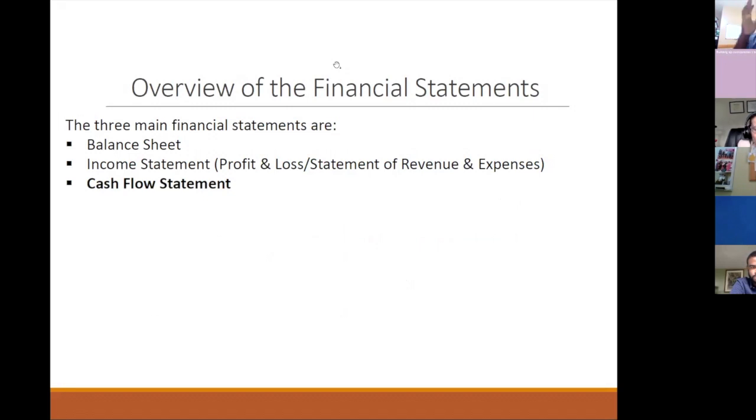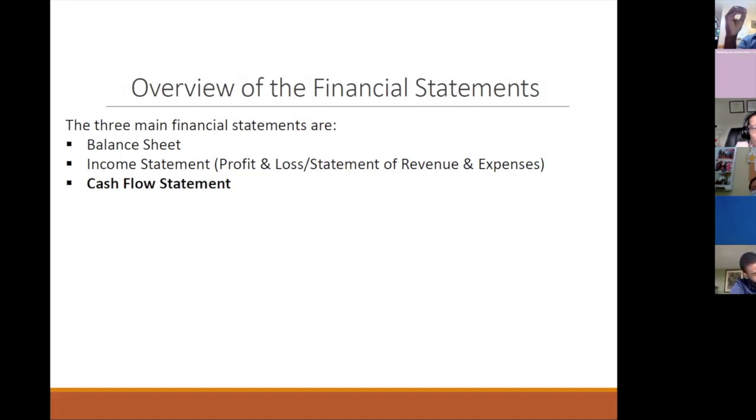So now that you've had assets, liabilities, revenue, and expense, let's see how all that fits together, right? So the three main financial statements are your balance sheet, your income statement, and your cash flow statement. Now I'm going to take my time over here just because I think this is very important that every business owner should understand, right? What is a balance sheet?